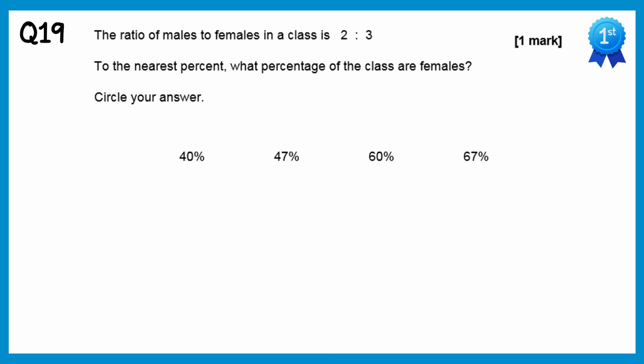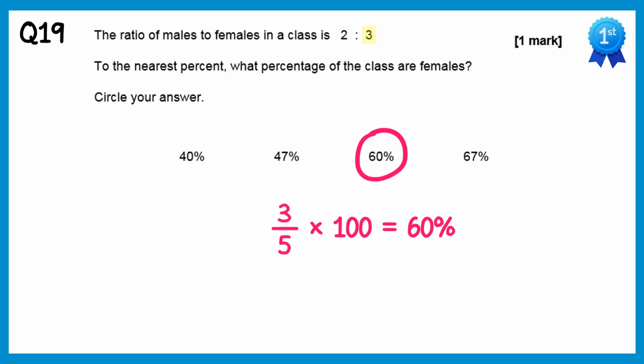For this question, we're trying to find the percentage of the class that are females. In the ratio, the 3 represents the females. So there are 3 parts out of a total of 5 parts. So this is the fraction of females. To turn this into a percentage, you just multiply it by 100. If you type this into your calculator, you'll get 60%, which is the answer to the question.